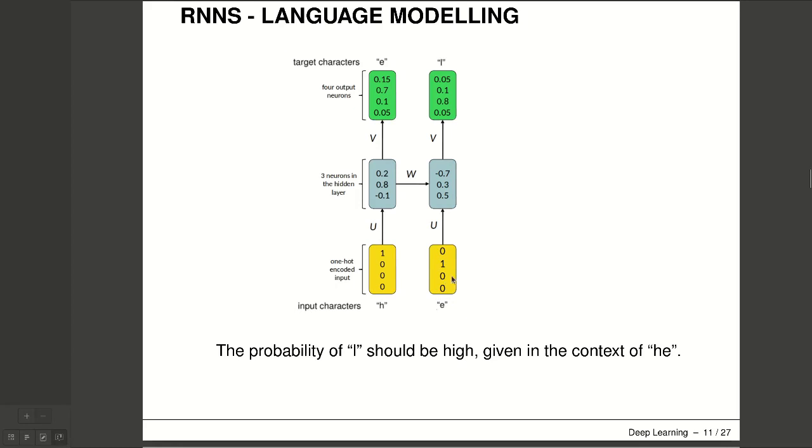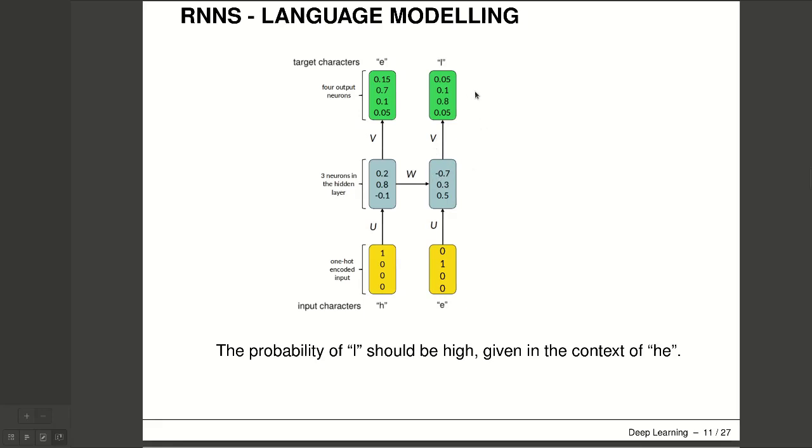For the second letter, our one hot encoded input is 0100. Again, we have the specific weight function U, and by having U, we will have the three neurons in the hidden state. But these neurons in the hidden layer of the recurrent unit are also affected by another weight function W, which comes from the previous step. Similarly, we have the weight function W from the hidden unit to the output.